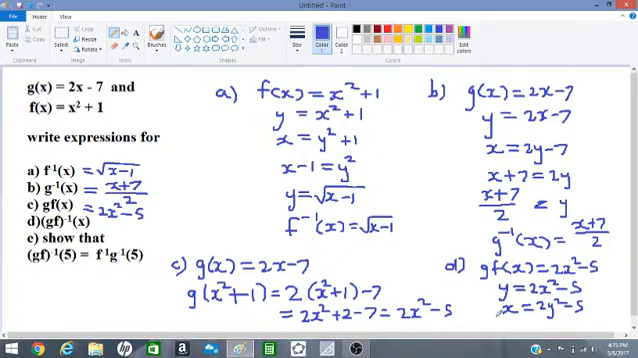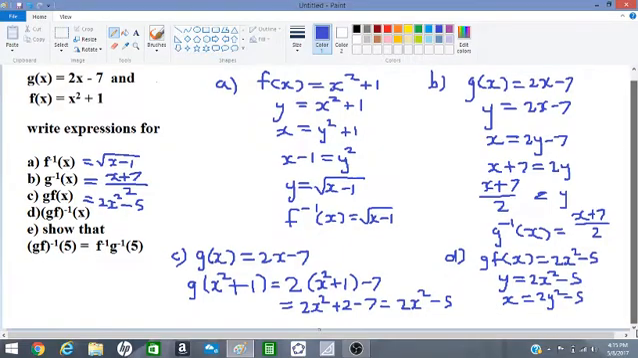Then we make y the subject of the formula. So we add 5 to both sides. And then we divide by 2. So we will have y is equal to the square root of x plus 5 over 2. So that is our answer for part D.